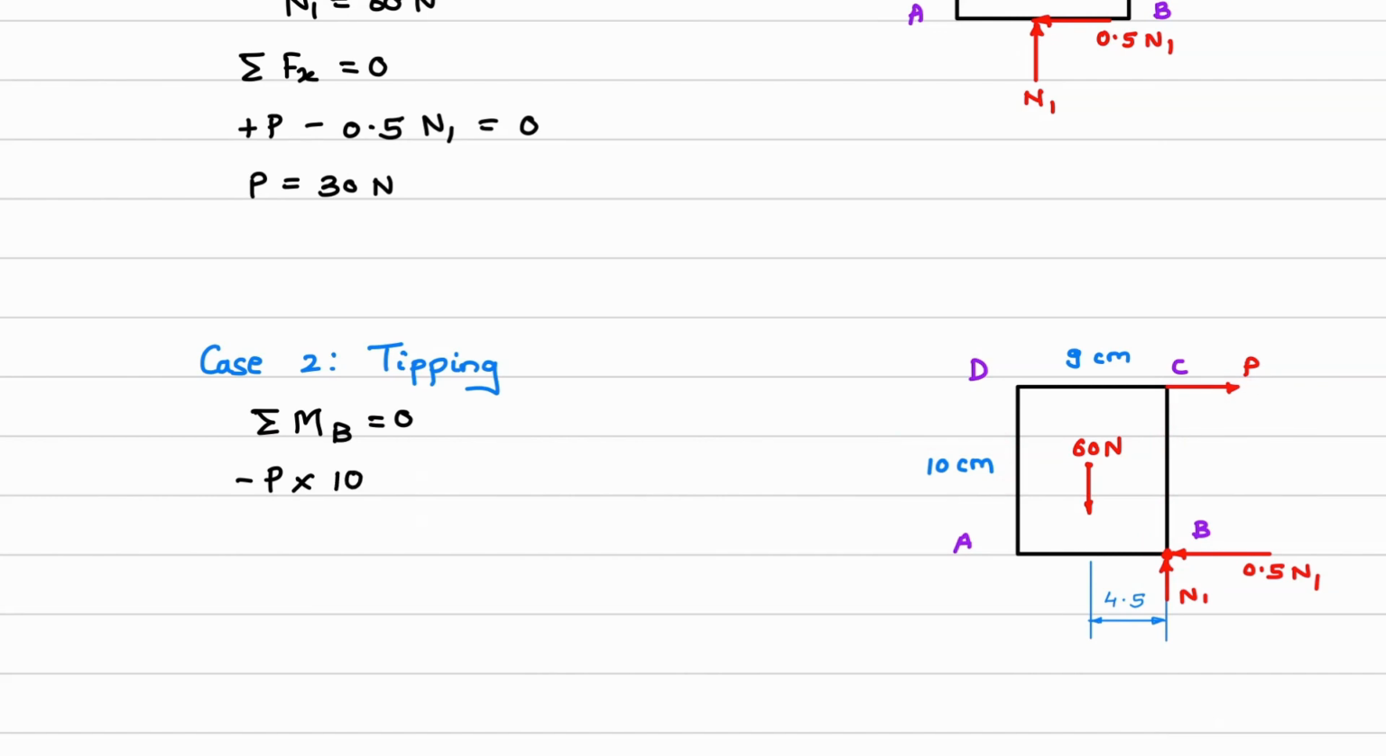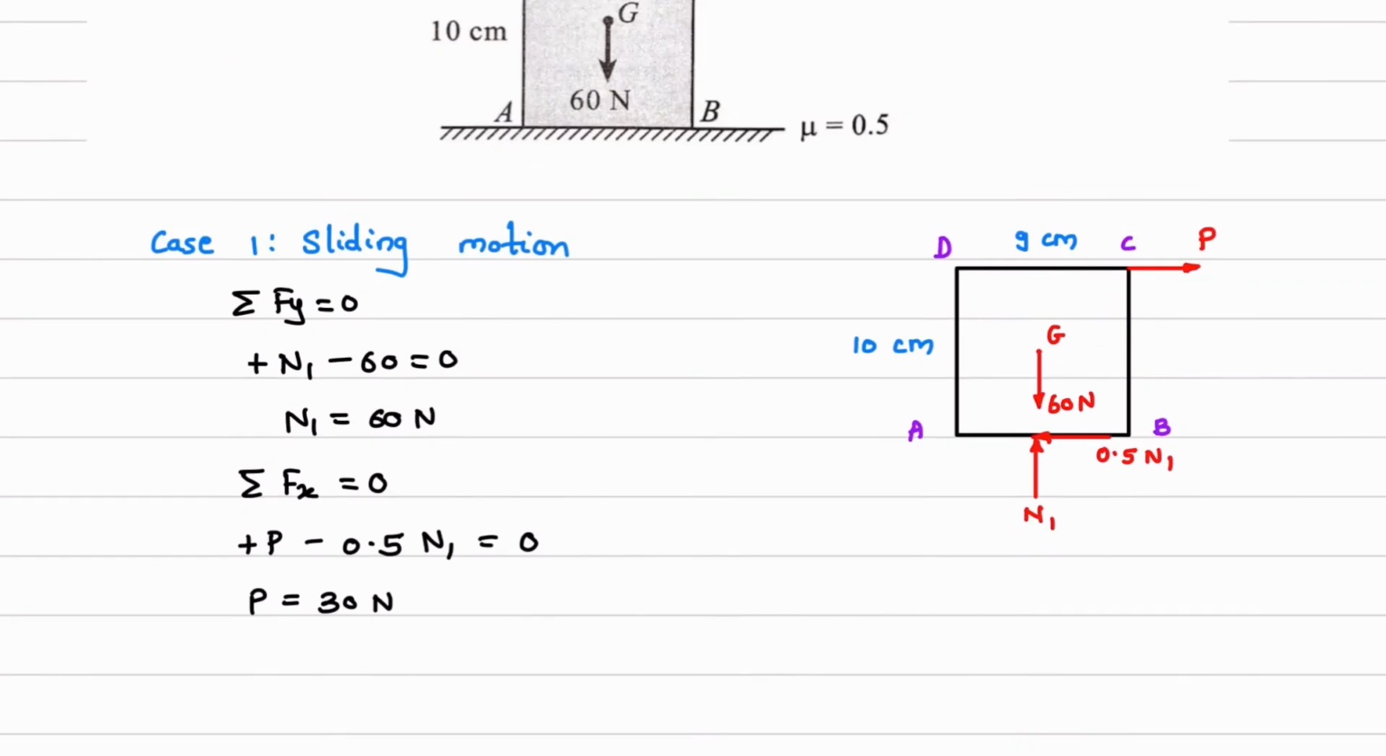Next, weight is acting in downward direction. So keep your thumb at B, keep your index finger over here and rotate it in the direction of arrow, it is anti-clockwise. So plus 60 multiplied by, what is the distance? Total is 9 centimeter, half will be 4.5 centimeter, into 4.5, equal to 0. So from here we can calculate the value of P. So P is equal to 27 Newton.